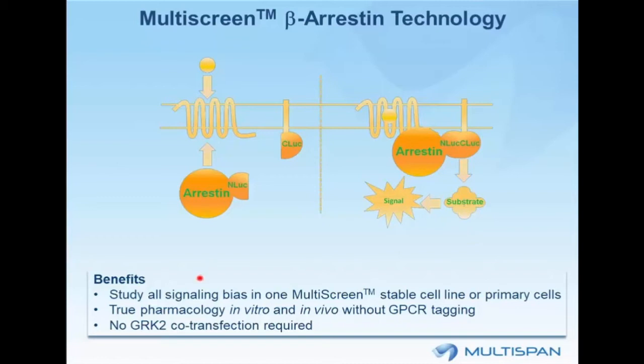So you can study signaling bias in a stable cell line or primary cells with this assay. It's true pharmacology in vitro and in vivo, no GPCR tagging, and it doesn't require any GRK co-transfection as well.